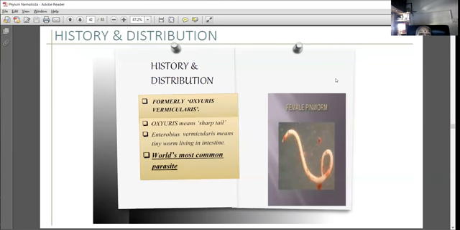Now, the history of this parasite. As I told you, it is the world's most common parasite. This worm was formerly called Oxyurus vermicularis. The name Oxyurus means sharp tail. Enterobius vermicularis means a tiny worm living in the intestine.